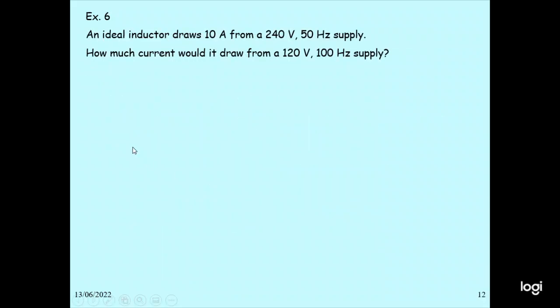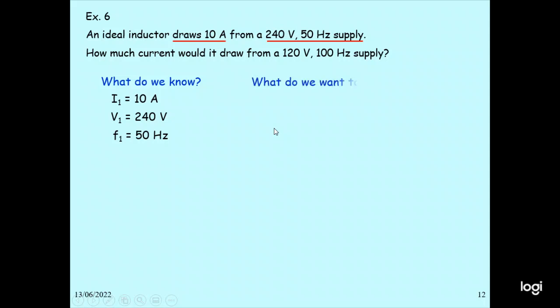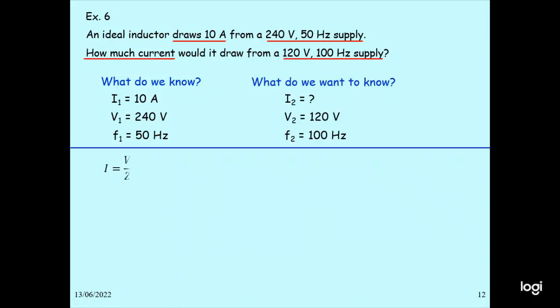The next problem: an inductor draws 10 ampere from the 240 volt, 50 hertz supply. How much current would it draw from the 120 volt, 100 hertz supply? What we know is I1 is 10 ampere, V1 240 volt, f1 is 50 hertz. What do we want to know? I2, to determine. V2 120 volt, f2 100 hertz.